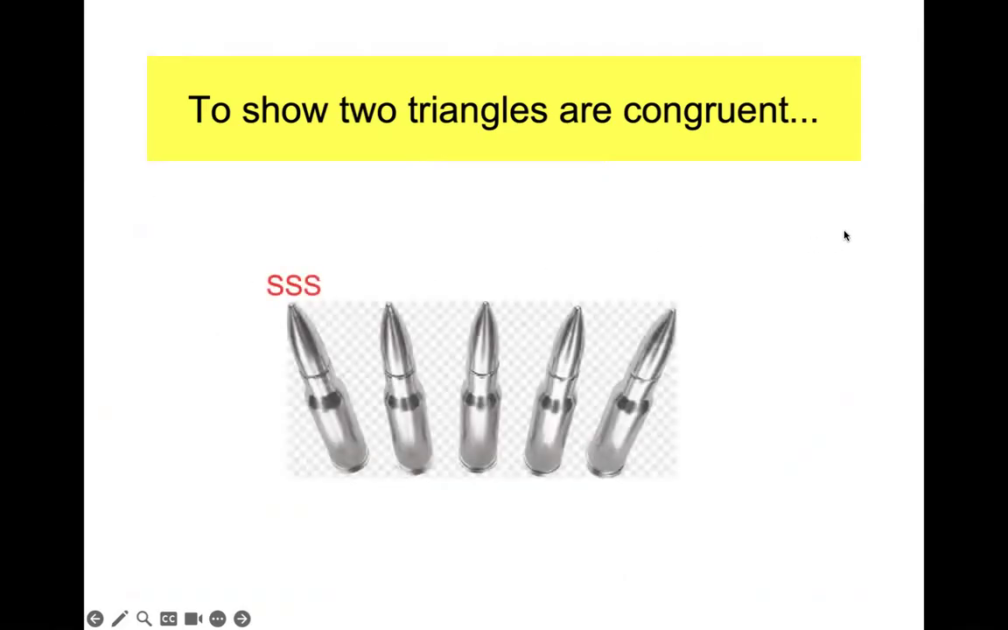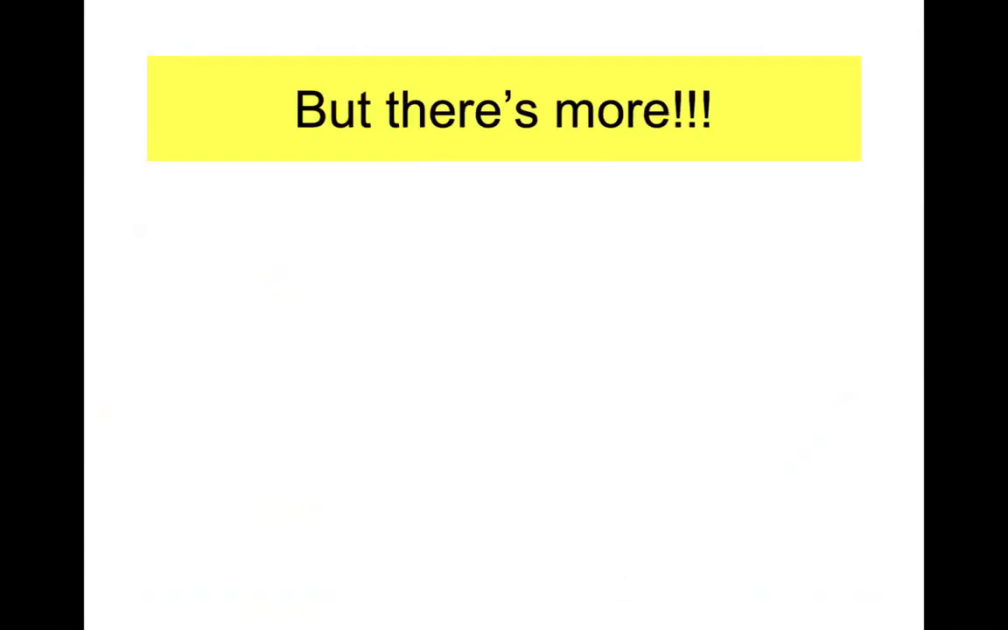All right, to show the two triangles are congruent, now we have a second silver bullet, and that's called SAS. Just make sure it spells SAS. It's got to be two sides and the included angle. There's more silver bullets, just three more. We'll get one more today. So here's the last one.